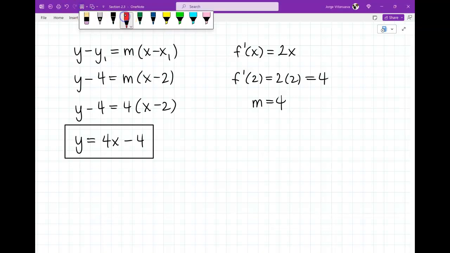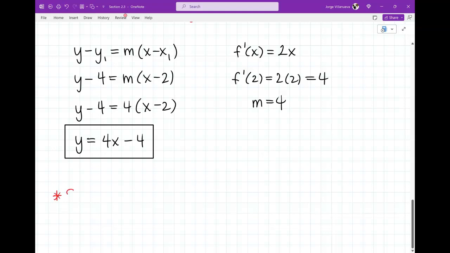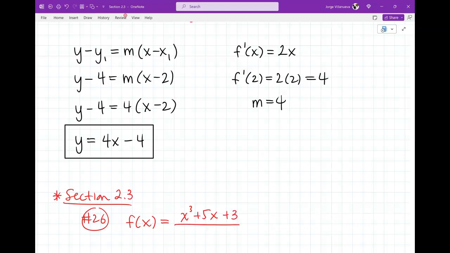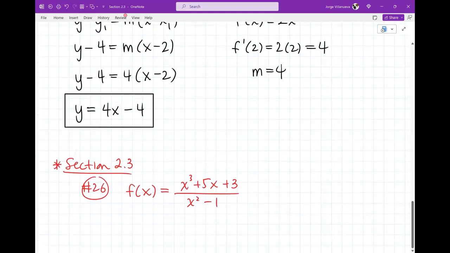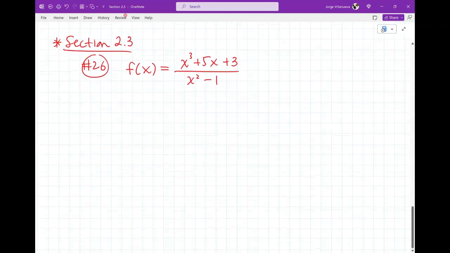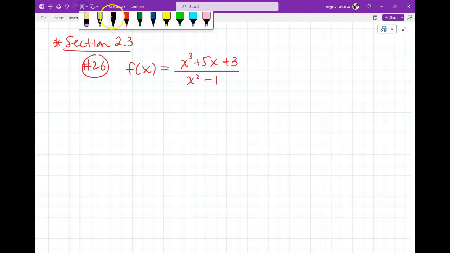Alright, so section 2.3, number 26. They are asking us to find the derivative of the algebraic function f of x is equal to x cubed plus 5x plus 3 over x squared minus 1. We're going to be taking this derivative using the quotient rule. Okay, so it's a fraction, so let's break it down using the quotient rule.